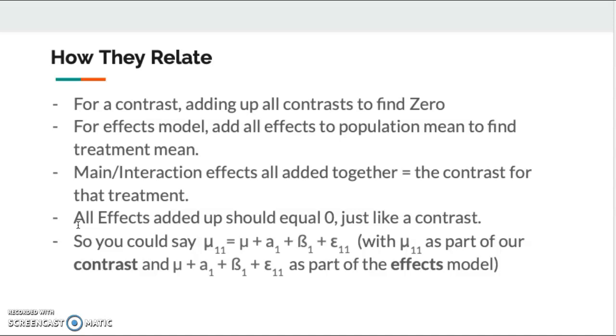So basically what you could say is the mu of 1, 1, so that's part of the contrast formula, equals mu, which is your population mean, plus the effect of your first variable, plus the effect of your second variable, which is our first possible treatment, plus the interaction between those two variables. And basically what this shows is how the first part of mu11 is part of what our contrast formula is. And then the second part of that is the second half of our effects model. So it basically goes to show that the effects model is basically just a smaller part of our contrast formula. And okay, that's it.